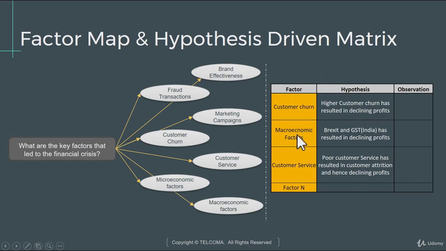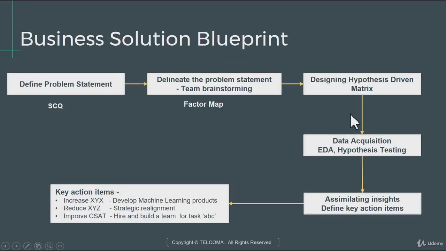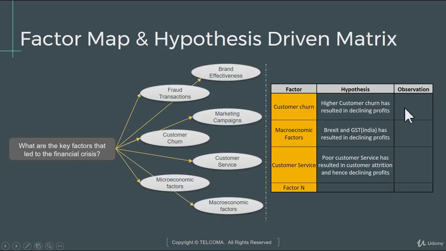Now, once you have all your thoughts documented neatly over here, the ideal next step would be to go ahead and test them. That's when you acquire data, test your hypothesis, do some exploratory data analysis, and fill in the observations over here. Some of them might be true, some of them might be false. So for example, let's say you believe that high customer churn has resulted in declining profits, and you believe this is one of the most fundamental factors that has affected your problem, which is declining profits.